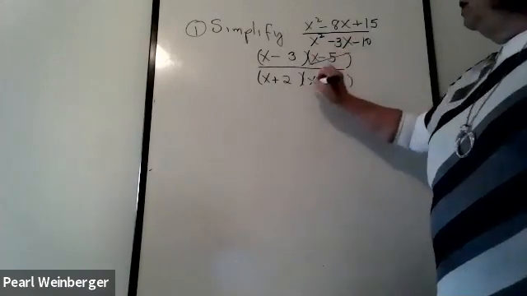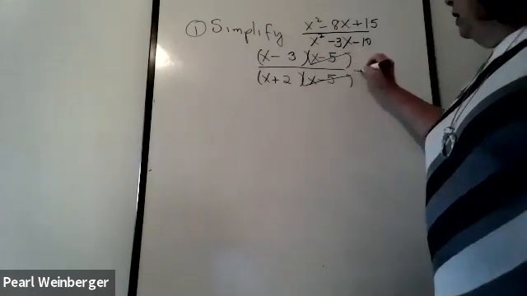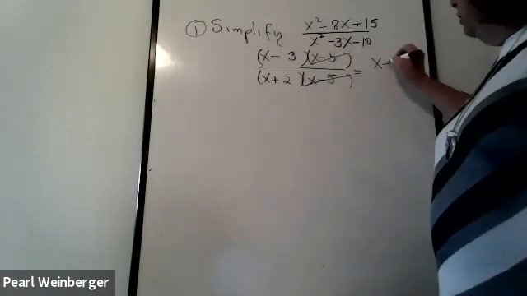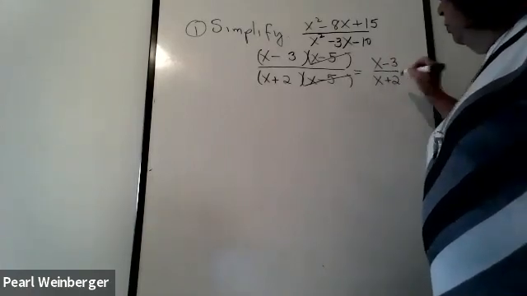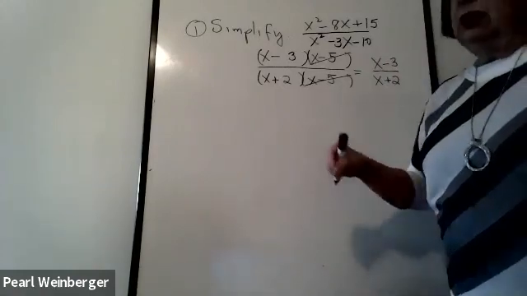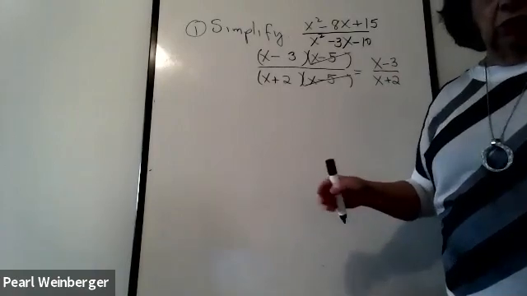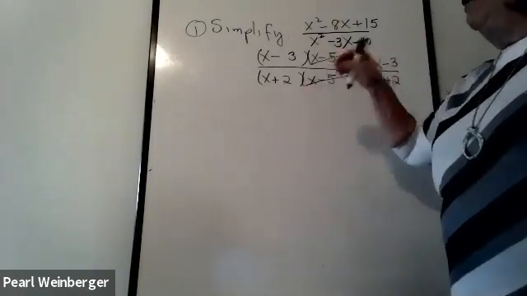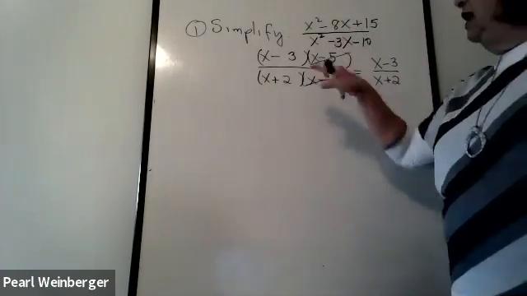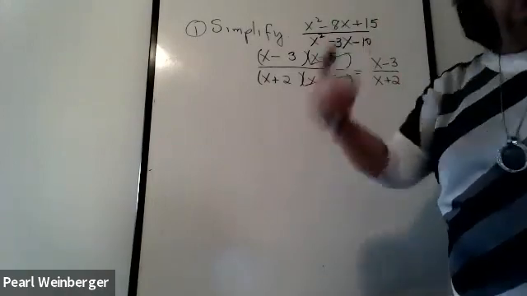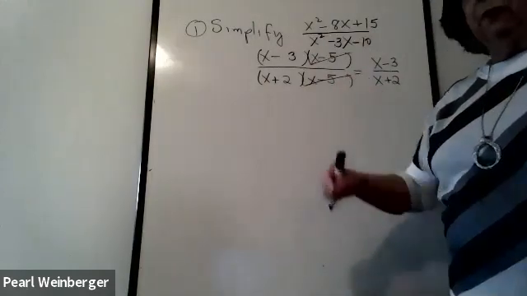Once we've completely factored, we can now cancel out, reduce the like factors, which in this case is an x minus 5 on the top and an x minus 5 on the bottom. And my final answer becomes x minus 3 over x plus 2. Remember that when we're dealing with polynomials, specifically binomials, but any polynomials, they can only be canceled out if they are identical. It can't be an x minus 5 with an x plus 5. It has to be an x minus 5 with an x minus 5.